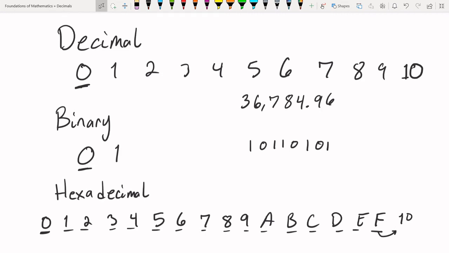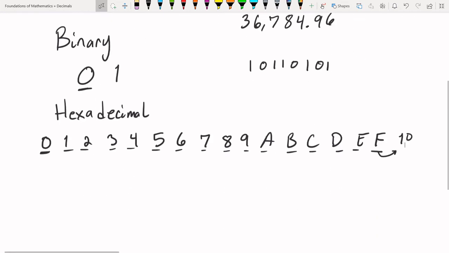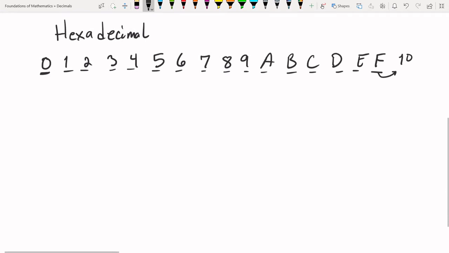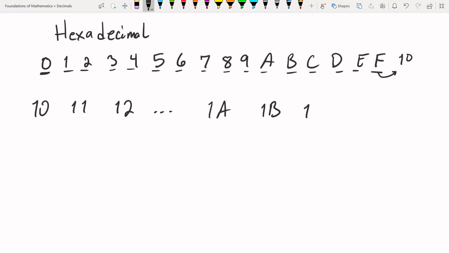And we keep counting on up. So it'd be, let me write it down here: 1, 0, 1, 1, 1, 2, 1, 3, 1, 4, 1, 5, 1, 6. And then you go like 1A, 1B, 1C, 1D, 1E, 1F. So 1F should be a single 16th place value plus the F, which is 15. So this should be 31.